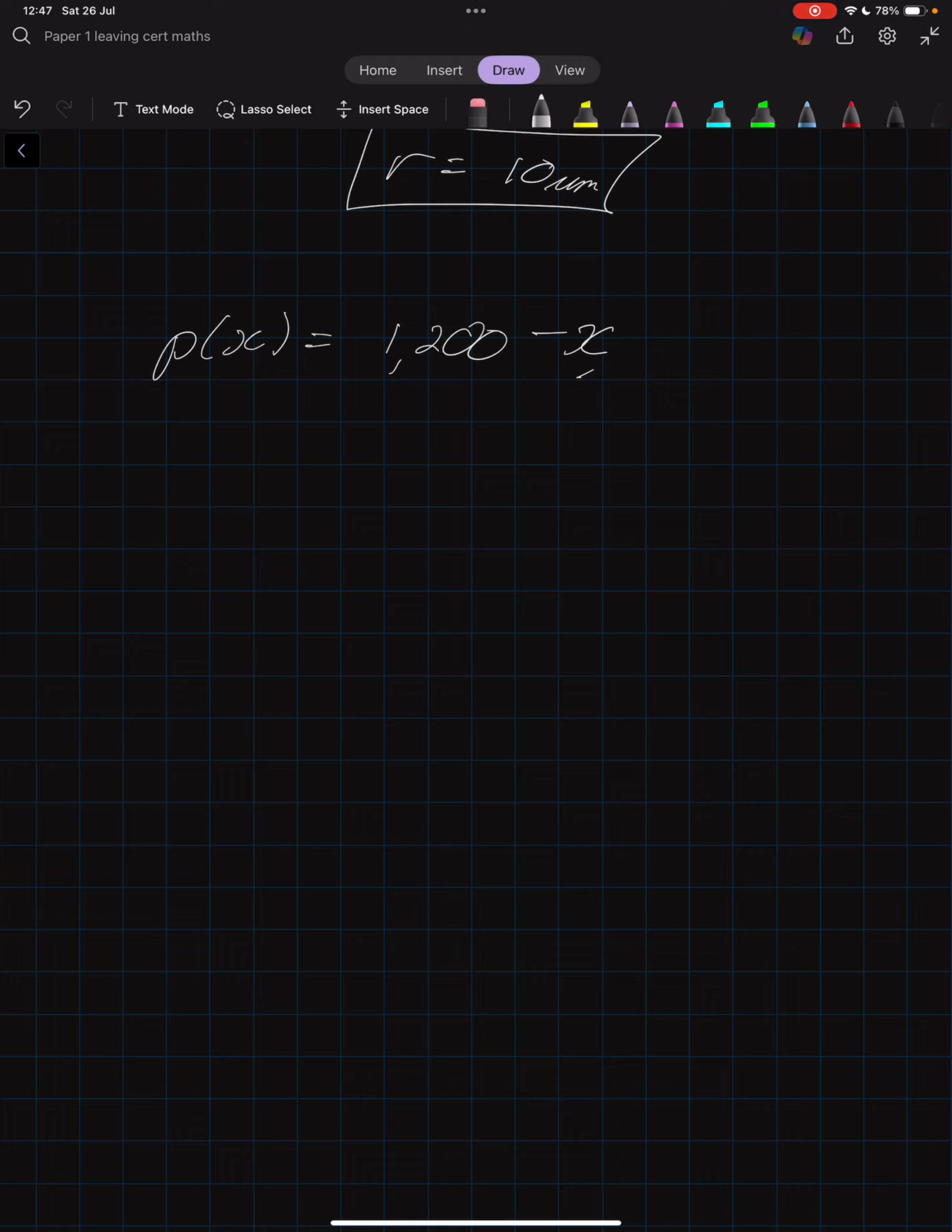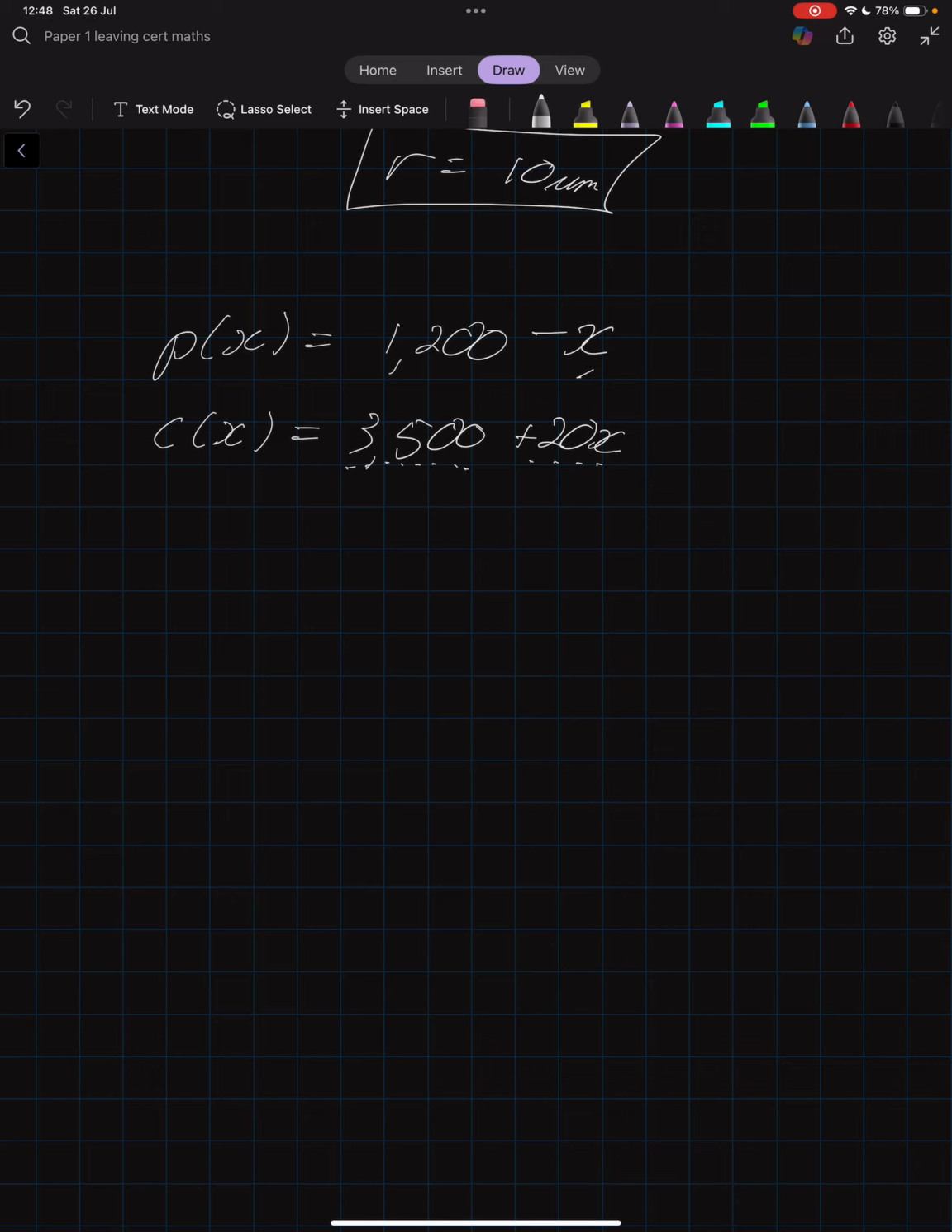Okay? And they say the manufacturer also determines that total cost of producing X units is given by this. So C of X equals 3,500 plus 20X. So this is like your fixed costs, and this is your variable costs.